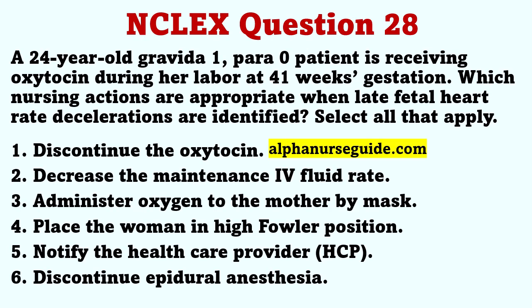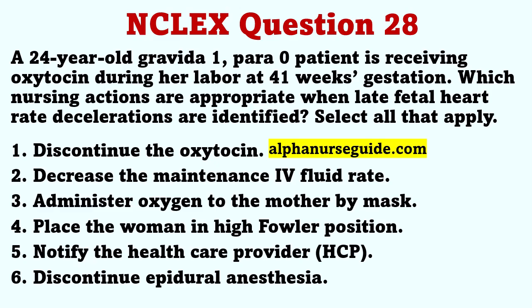A 24-year-old gravida 1 para 0 patient is receiving oxytocin during her labor at 41 weeks gestation. Which nursing actions are appropriate when late fetal heart rate decelerations are identified? Select all that apply. 1. Discontinue the oxytocin. 2. Decrease the maintenance IV fluid rate. 3. Administer oxygen to the mother by mask. 4. Place the woman in high Fowler position. 5. Notify the healthcare provider. 6. Discontinue epidural anesthesia.